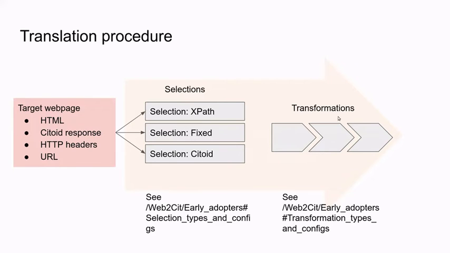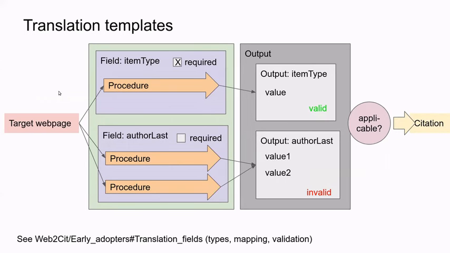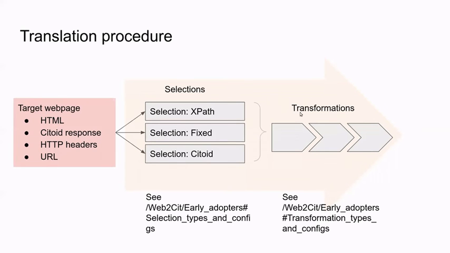And finally, so you have a target web page. The relevant elements are selected using the selection steps defined. The output of these selections is passed to the transformations, which are applied sequentially. And at the end, we get an output, which is the same output we got in the previous slide right here. We have a web page, we have a procedure, we have an output as the result. Let me go to the next slide.